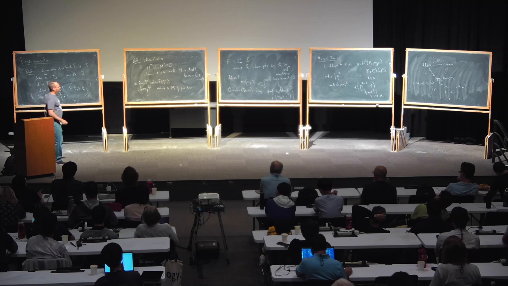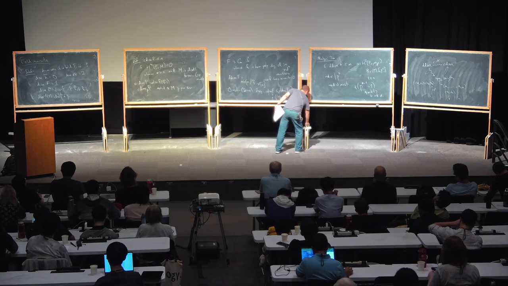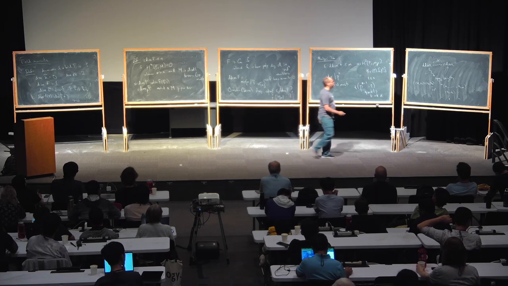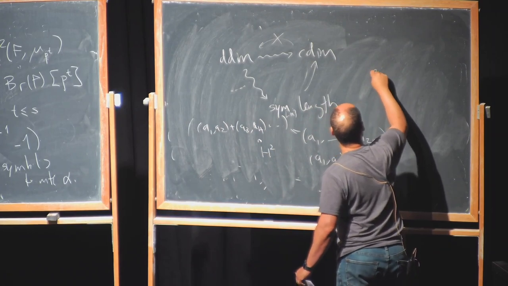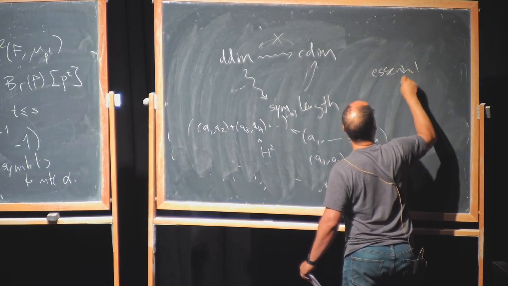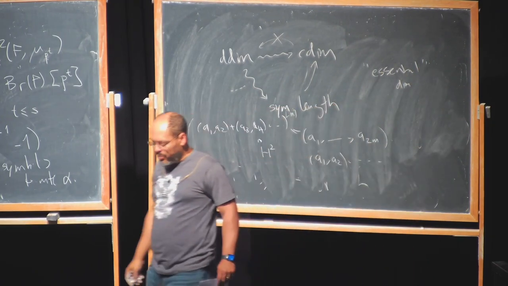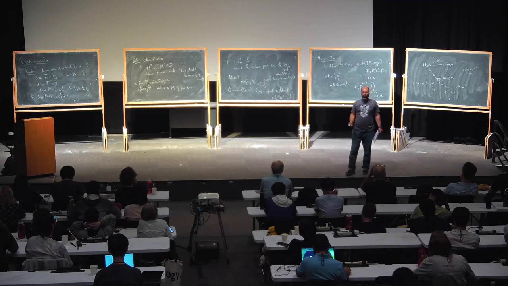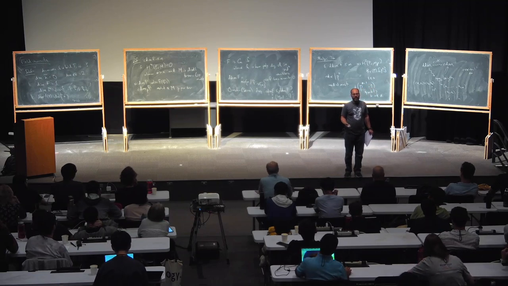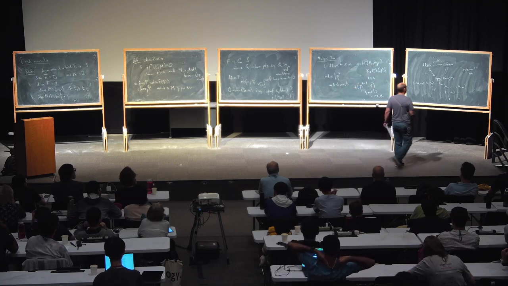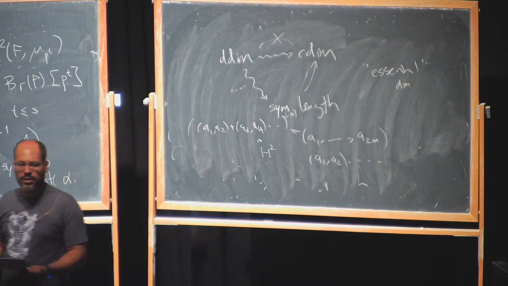So there's another factor here, which I'll write as essential dimension, in quotes. But what I really mean here is the question of how hard is it to write down algebraic objects? How many parameters do you need? How hard is it to express them? And we've been doing this by example as we've been going along. How hard is it to write things down in various ways?